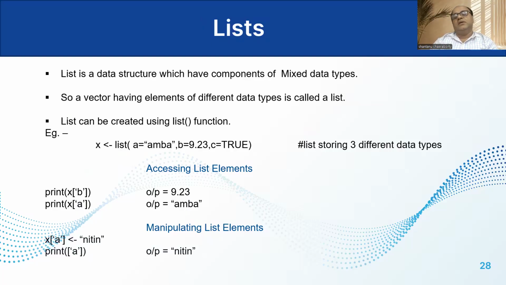Then we have list. List also plays a very important and vital role in our programming. A list is basically a data structure that has components of mixed data types. So a vector having elements of different data types is called a list. A list can be created using the list function, where we store the different data types, and we can access the list elements one after another and manipulate them. The list is created using the list function that we use like this in our program.